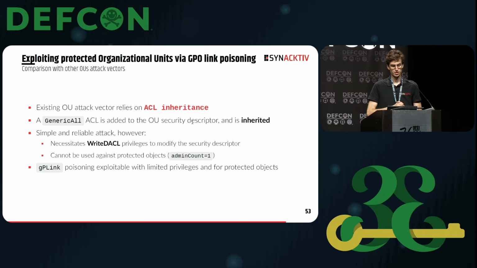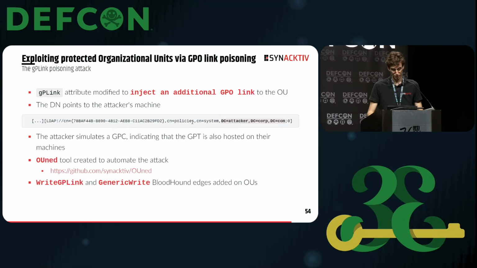So gPLink poisoning is pretty interesting because it can be exploited with very limited privileges over the organizational unit. You only need to be able to write the gPLink attribute, and it also works for privileged objects such as domain admins, right? So how does it work? What is precisely this attack? So what you do is that you modify the gPLink attribute in order, as I said, to inject an additional GPO link to the OU.